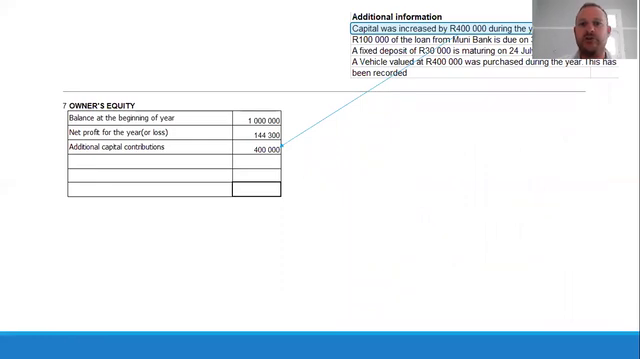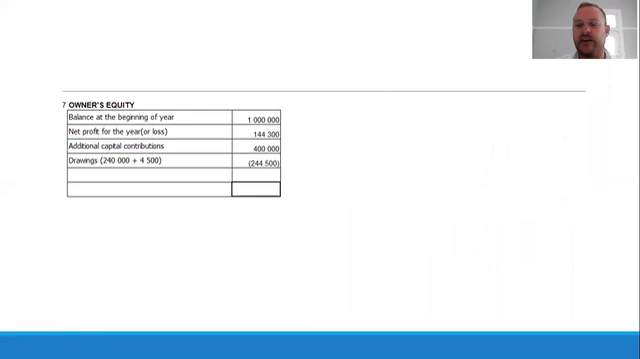Additional capital contributions. Remember that the additional information told us that it was 400,000 Rand, and that's why we've included that under our owner's equity note as additional capital contributions, right? And then our drawings figure, which includes that adjusted amount for drawings, amounts to 244,500 Rand. Note how we've placed that in brackets, because we have to deduct that from all these things, from the owner's equity, because his owner's equity has been reduced by the money that he takes out of the business.